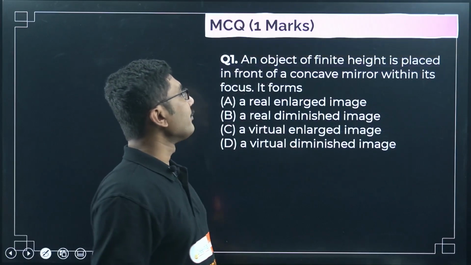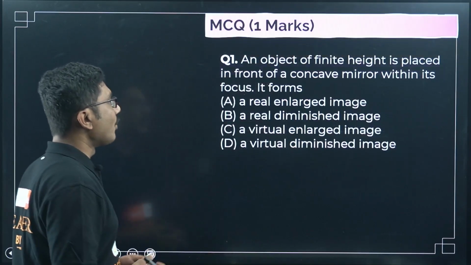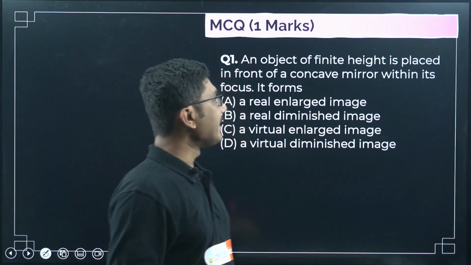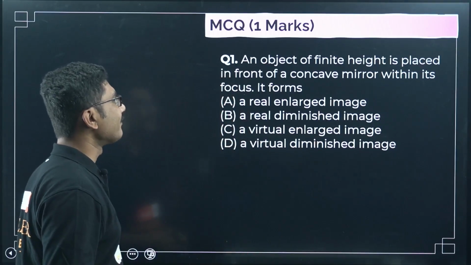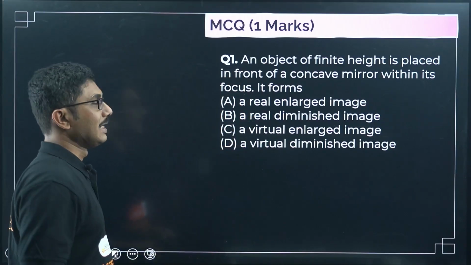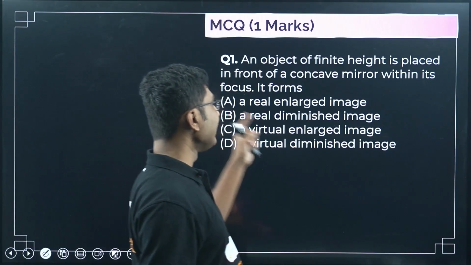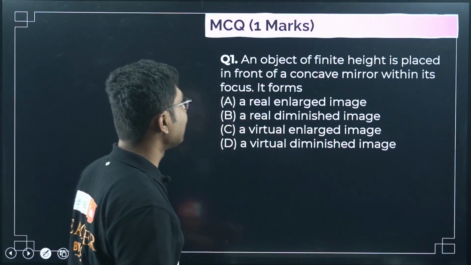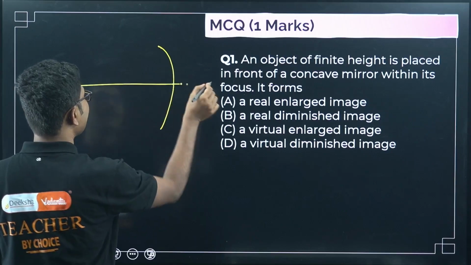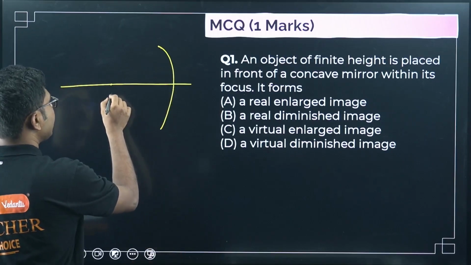So let's start with the MCQ portion. What are all the important MCQs from this chapter? An object of finite height is placed in front of a concave mirror. Within its focus, it forms a real enlarged image. So what is the mirror? Here it is a concave mirror, and the object is placed within the focus, within the focal length.